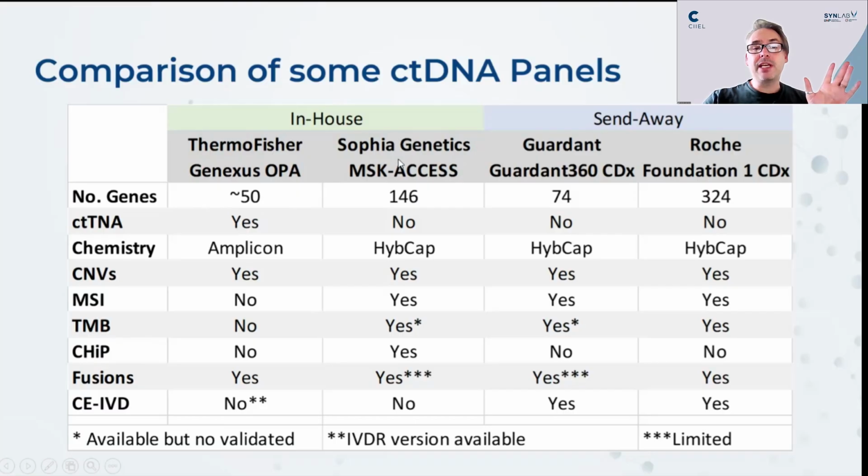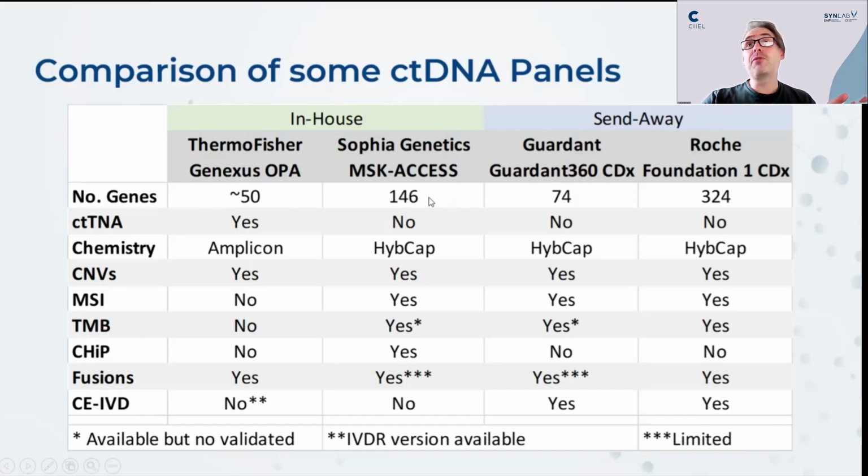The Sophia Genetics MSK Access is the Memorial Sloan Kettering panel that was developed there, and Sophia have commercialized this and made some changes to try and improve it. We also have this in-house. We've also used these send-away assays from Guardant, the Guardant 360 and the Roche Foundation.